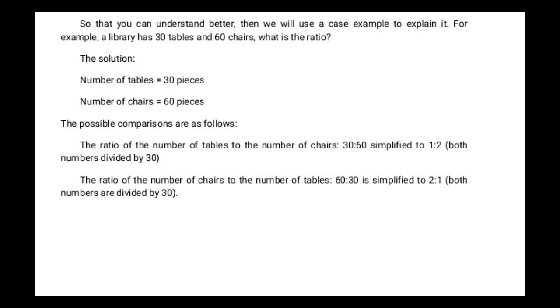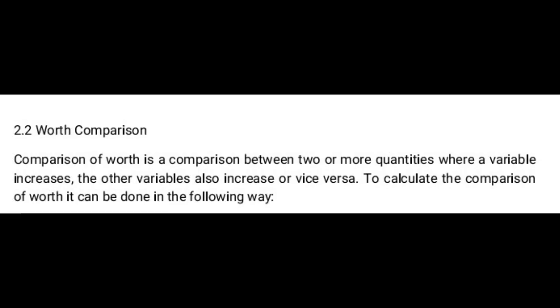The possible comparisons are as follows: the ratio of the number of tables to the number of chairs, 30:60, is simplified to 1:2. Both numbers are divided by 30. The ratio of the number of chairs to the number of tables, 60:30, is simplified to 2:1. Both numbers are divided by 30.